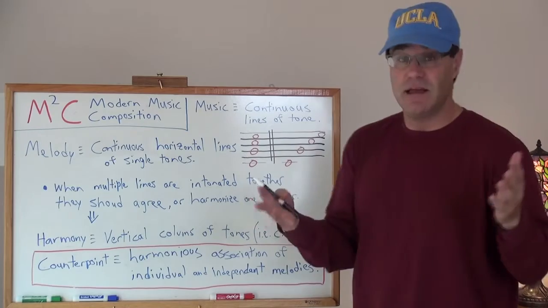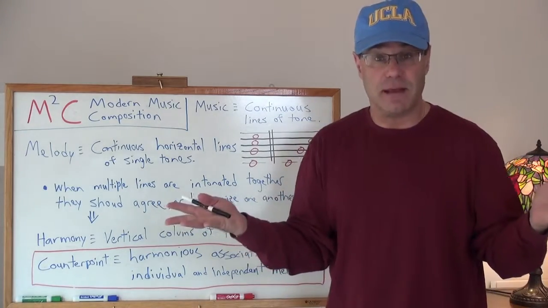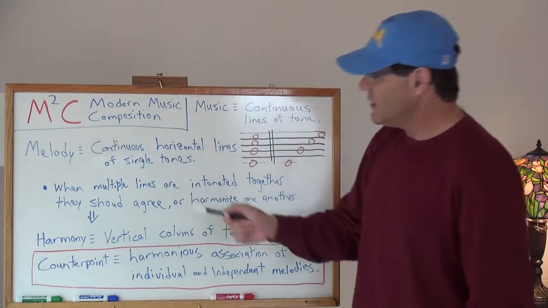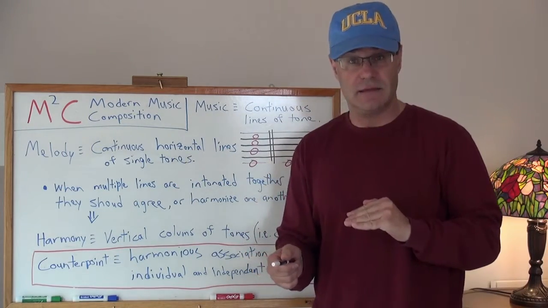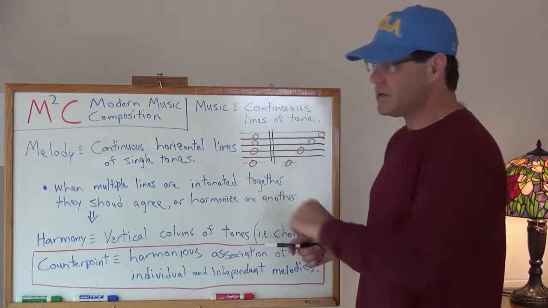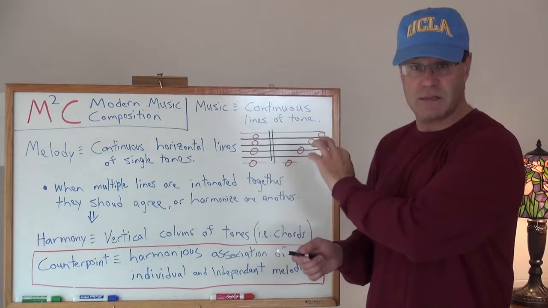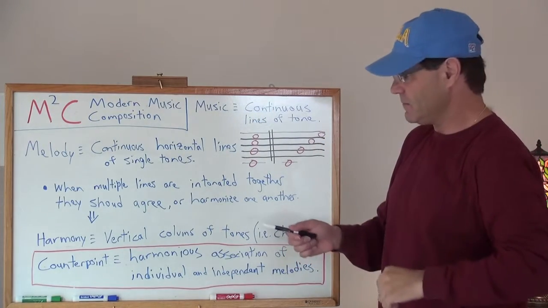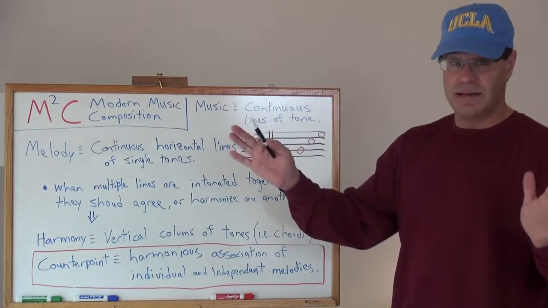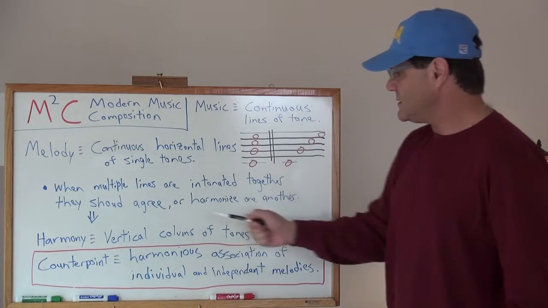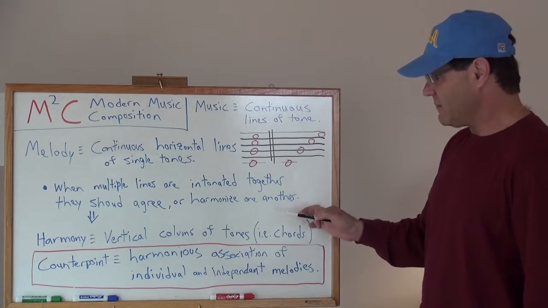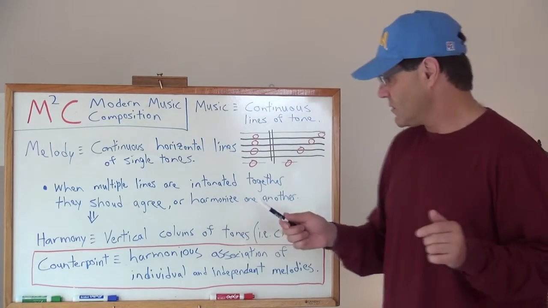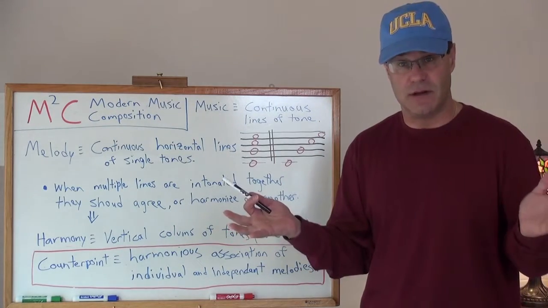Okay, well, what are these horizontal lines? That's the melody. The melody is just continuous horizontal lines of single tones. You can have multiple lines, just like what the chord is actually producing. It's producing these points which those lines are going to sit on horizontally. When multiple lines are intonated together, they should agree with one another if the music's going to be of high quality. They should harmonize with one another.